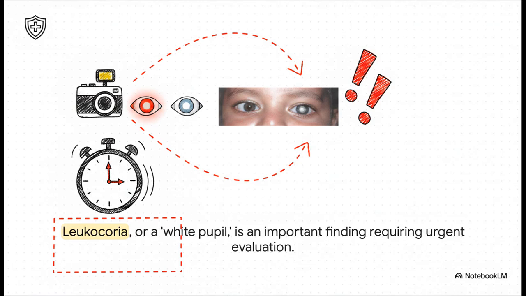All right, let's switch gears from the skin to the eyes. You know how when you take a photo with a flash, you sometimes get that red eye? That's the normal red reflex. But if you shine a light in a child's eye and you see this, a white pupil, a white reflex, that's called leukocoria, and it is a massive red flag. This isn't something you watch. It requires immediate, urgent evaluation.